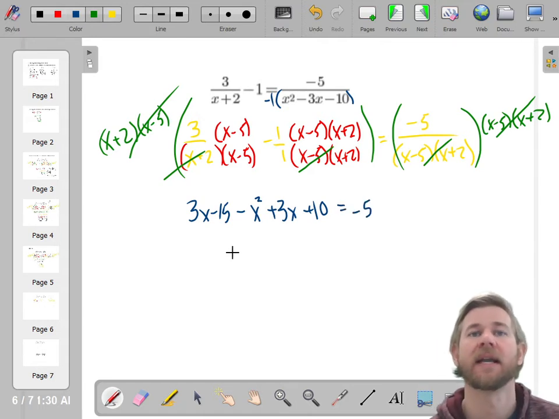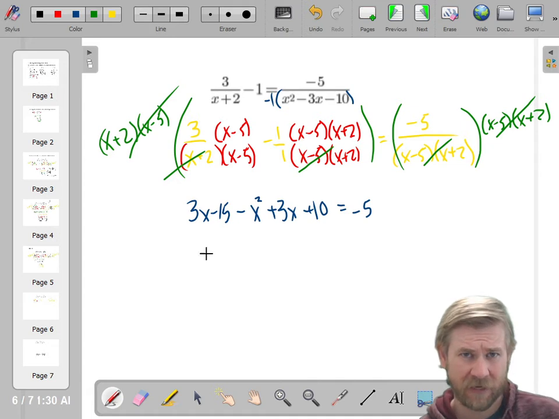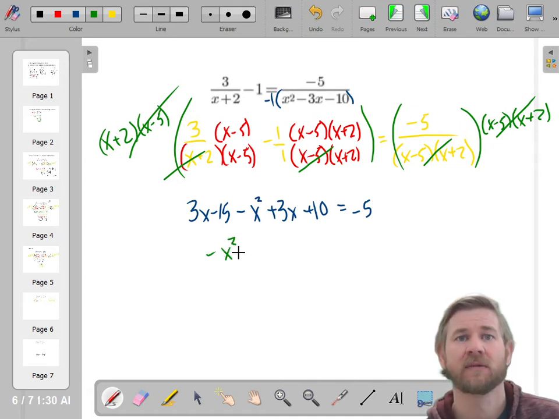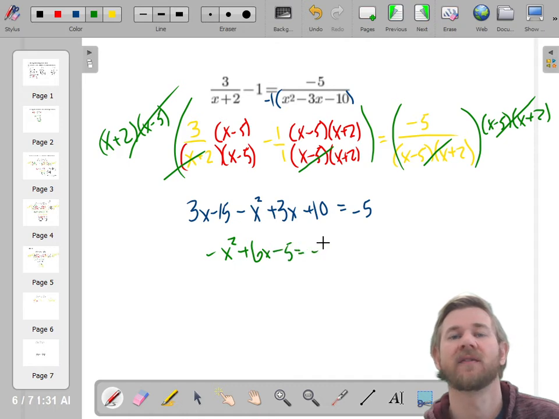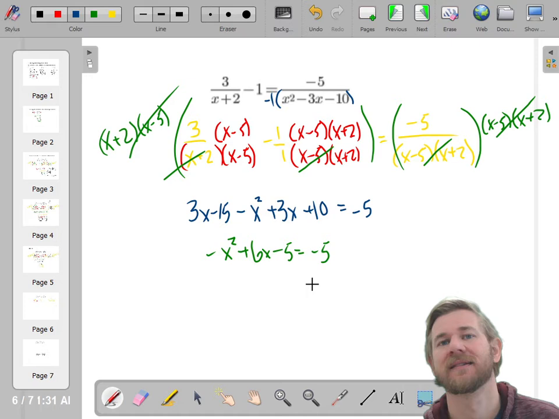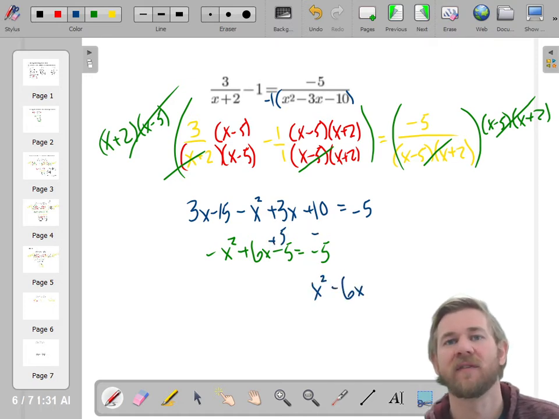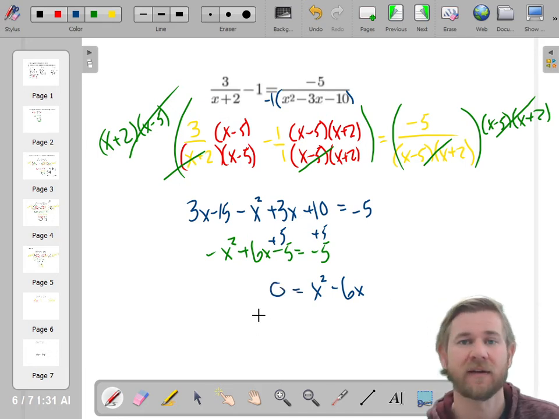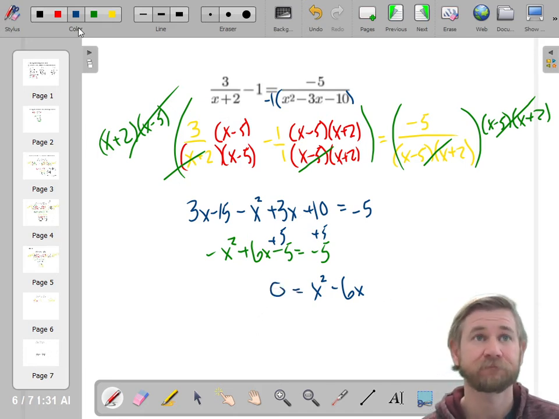So we got another quadratic. Let's combine like terms. 3 plus 3 is 6x, and negative 15 and 10 make negative 5. I don't like when the x squared is negative, so I'm going to move everything to the other side. So now it's positive x squared, negative 6x. When you add 5 to both sides, you actually get 0. So it's plus 0, which I'm not going to write. You just get 0 on the right side.